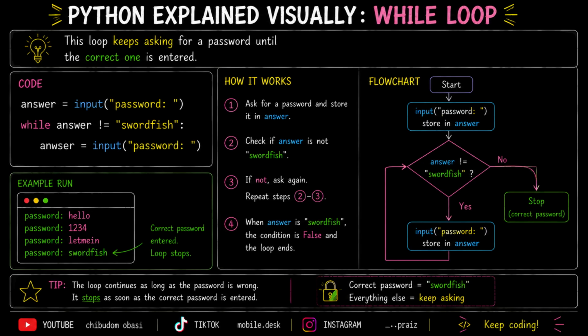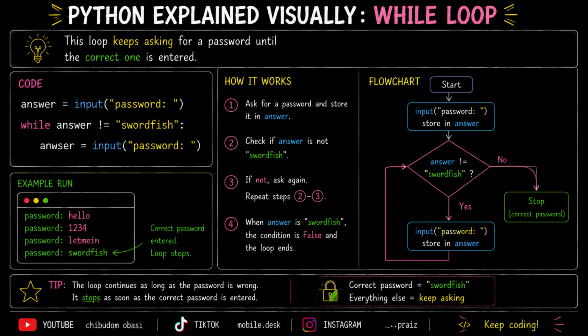Okay, so a probable way you may do it is you say answer is equal to input and you put your prompt in there. Then, let's say we're validating a password and the password is swordfish, we'll say while answer is not equal to swordfish, answer is equal to, you now request that input again, and you just keep getting the input until you get the valid password. This works, but input is written twice because you test at the top before the body runs.